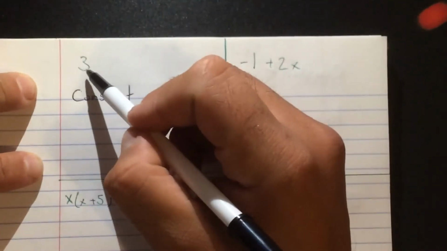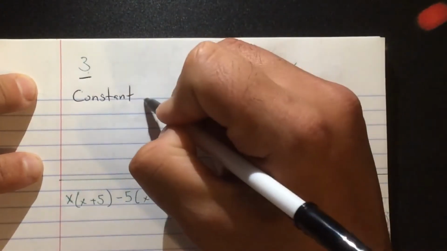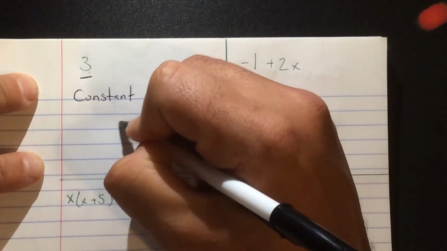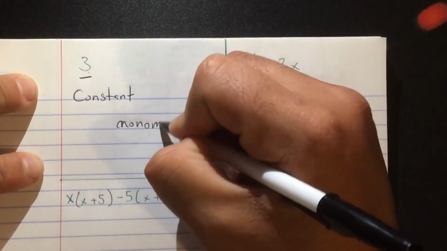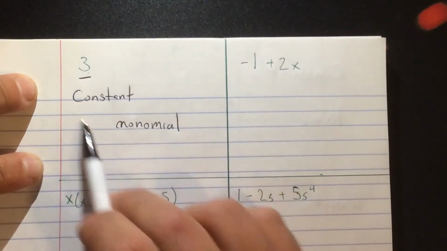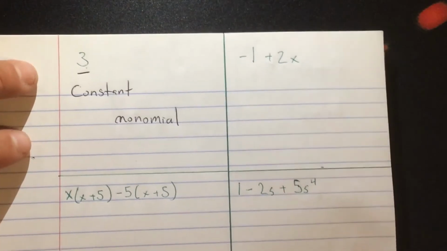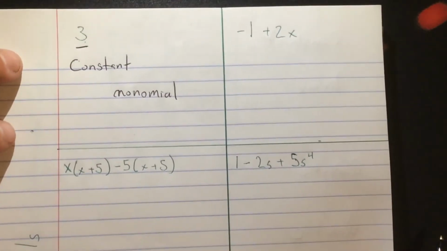And it is also a constant, but it only is a constant of one term. So it is a constant monomial, because monomial means one term. These are all in your book notes. I just wanted to go over it for a sec to make sure you guys kind of understand it. We're going to do the first 4 here for the video.